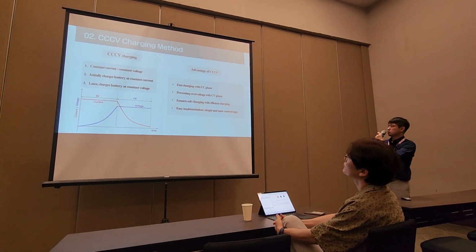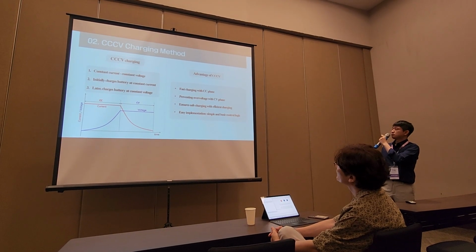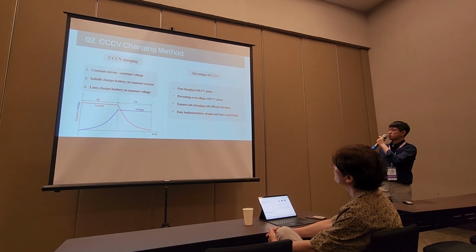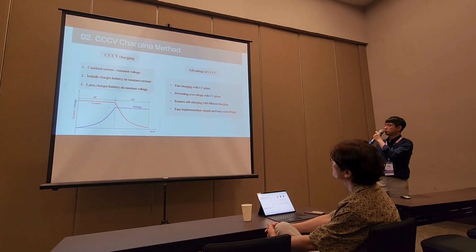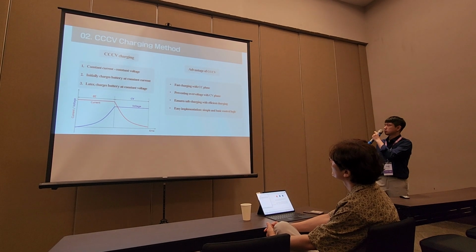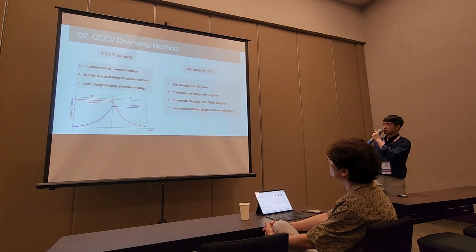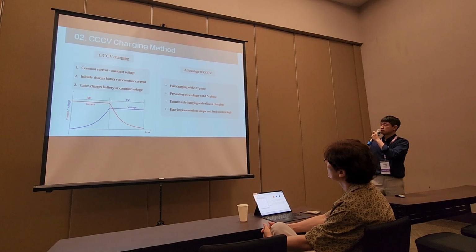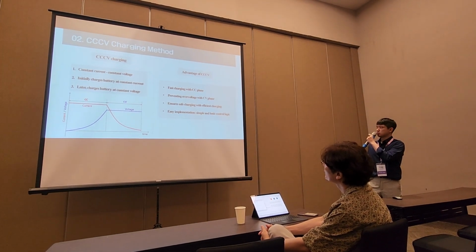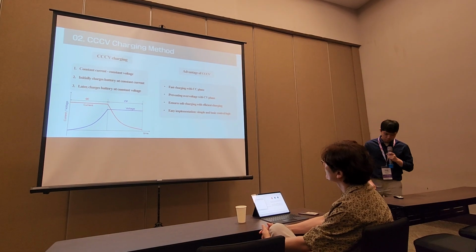And this CC-CV method has several advantages. First, it can charge the battery fast with continuous current, and it can prevent over voltage with the constant voltage phase. And with this, it can ensure safe charging with efficient charging. And lastly, it is easy to implement because it has simple and basic control logic.